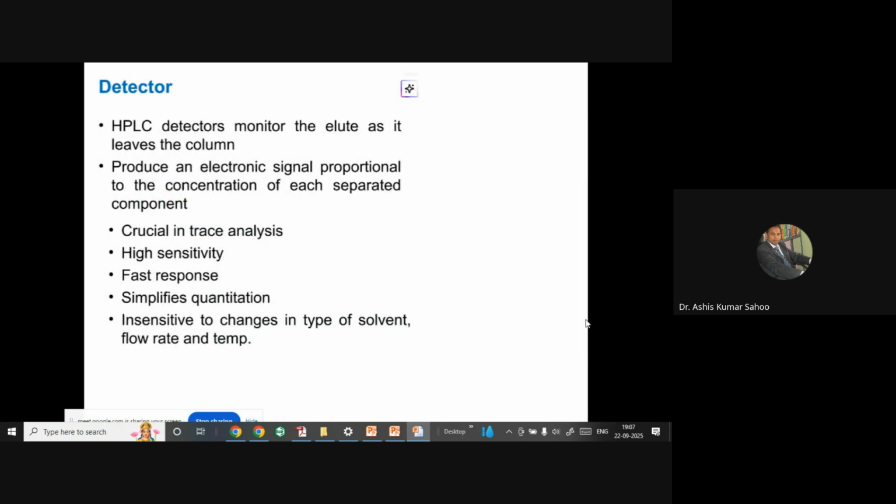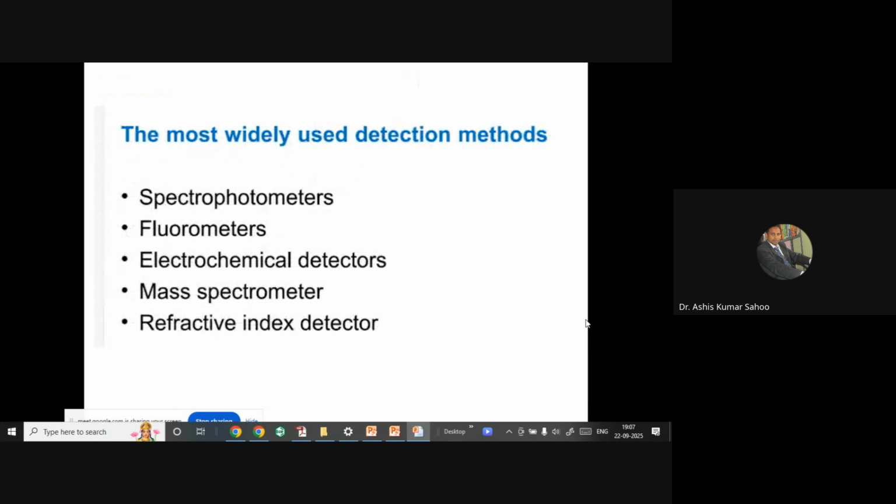So let's see the detector, how we detect the signal. In HPLC, the detector monitors the eluent as it leaves the column and produces an electronic signal proportional to the concentration of each separated component. It is crucial in trace analysis, with high sensitivity and fast response, and simplifies quantitation. So these are the detectors, the most widely used detection method.